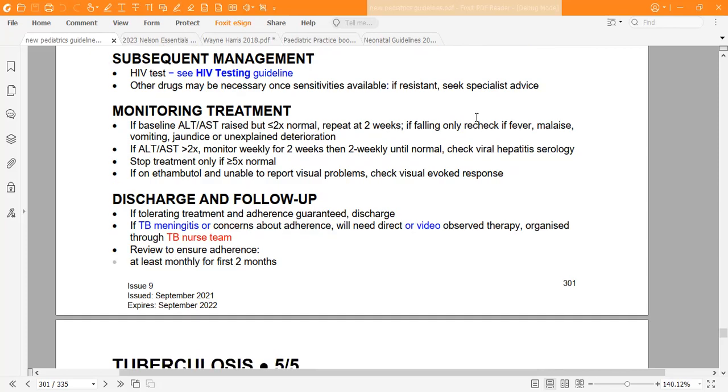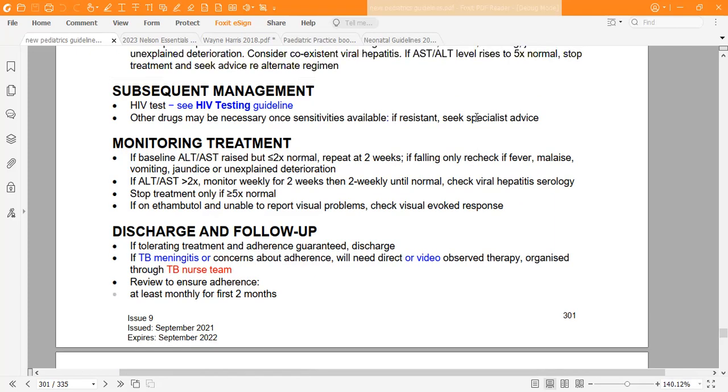If tolerating treatment and adherence guaranteed, discharge immediately. If TB meningitis or concerns about adherence, will need direct or video observed therapy organized through the TB nurse team. Review to ensure adherence at least monthly for the first 2 months.